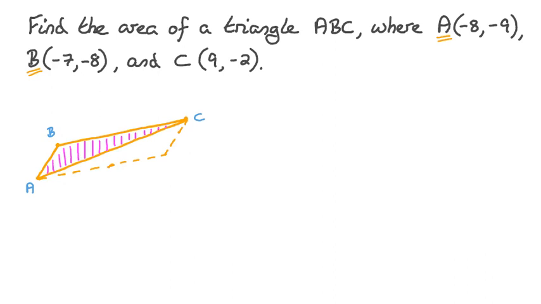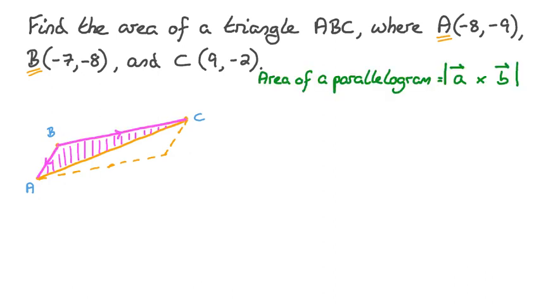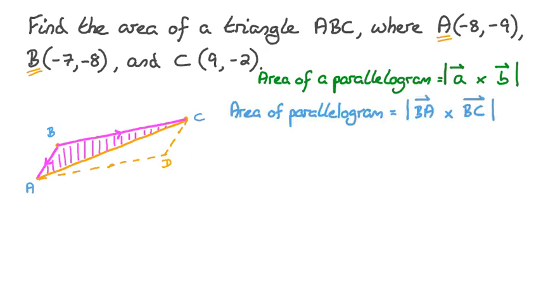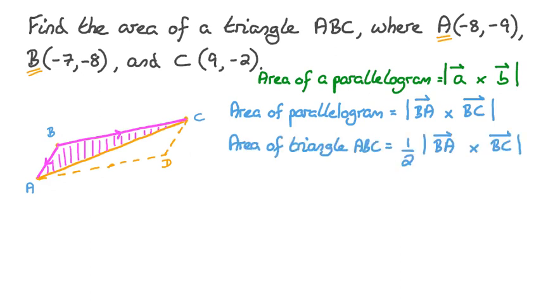We recall that the area of any triangle is equal to half the area of a parallelogram, where the lengths of the sides of the parallelogram are equal to 2 of the lengths of the triangle. We recall that the area of any parallelogram is equal to the magnitude of the cross product of vector A and vector B. In this question, the area of parallelogram ABCD is equal to the magnitude of the cross product of vectors BA and BC. The area of triangle ABC is therefore equal to a half of this.